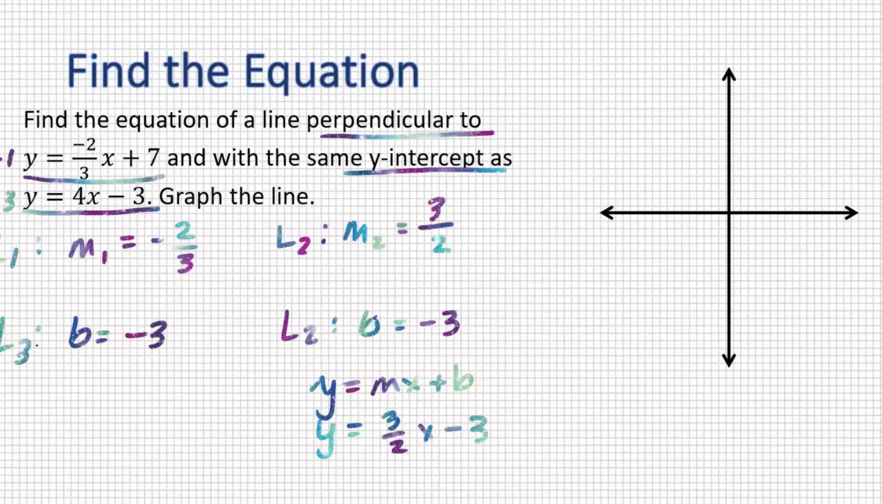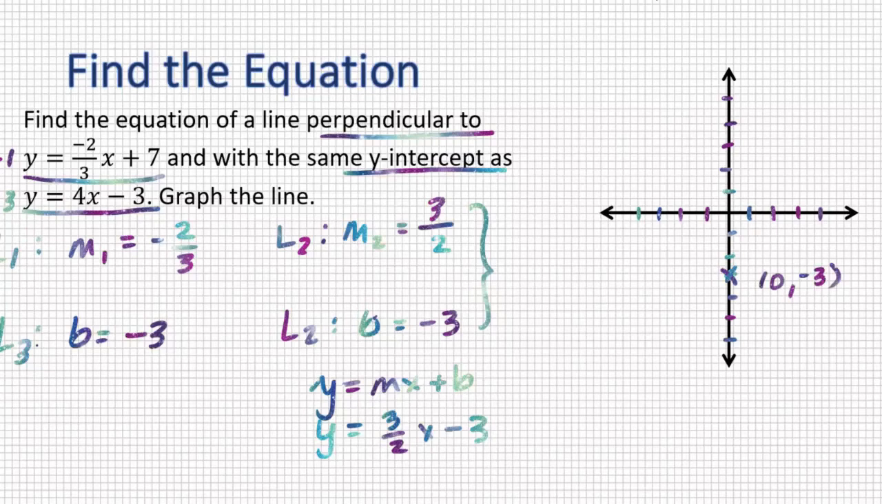I'll use that same information, the slope and the y-intercept, to draw my graph. Once again, I'll start with the y-intercept. In this case, 0, -3. It's a coincidence that it's the same value as we've seen previously. And then I'll use the slope to find a second point. So here's my starting point, 0, -3, and my slope is 3 over 2.